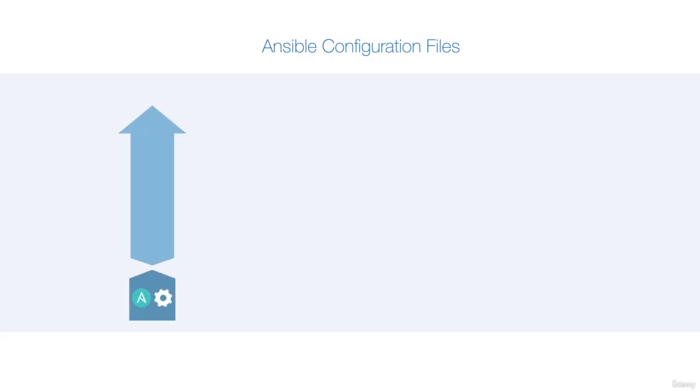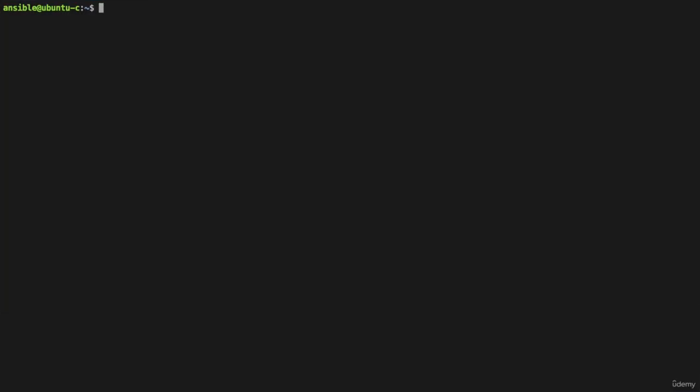Ansible can make use of an associated configuration file where it will make reference to this configuration file with regards to how Ansible should operate and the resources that it uses. We're going to start this off on our Ansible control host, Ubuntu-C. And quite simply, we're going to run the command ansible --version.